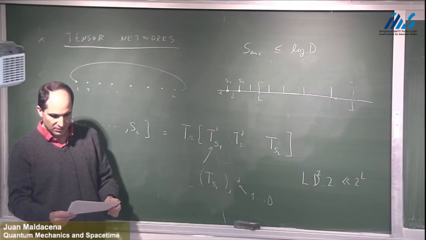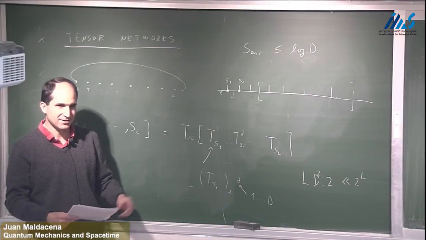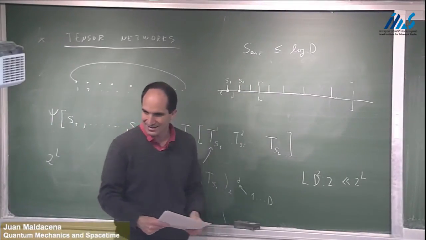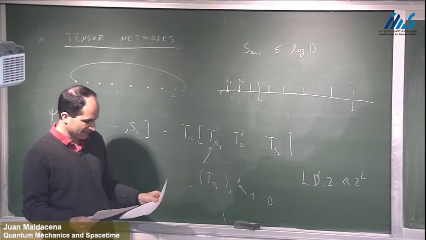And people who do numerical simulations in condensed matter and so on find that this is typically good, and you take D a little bigger than the entanglement entropy, and it works nicely.